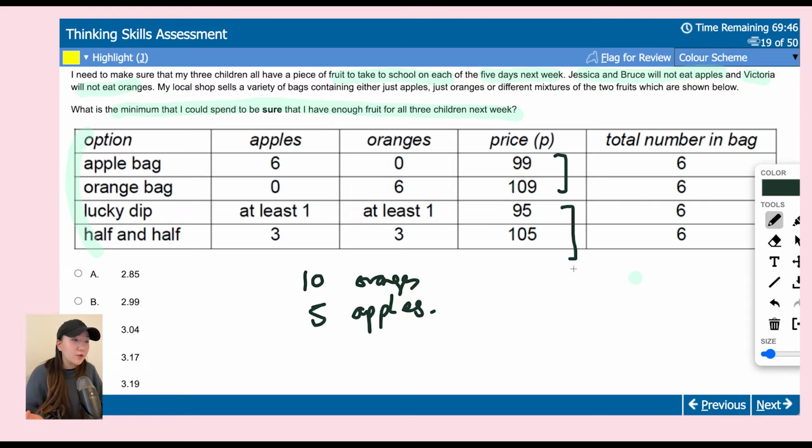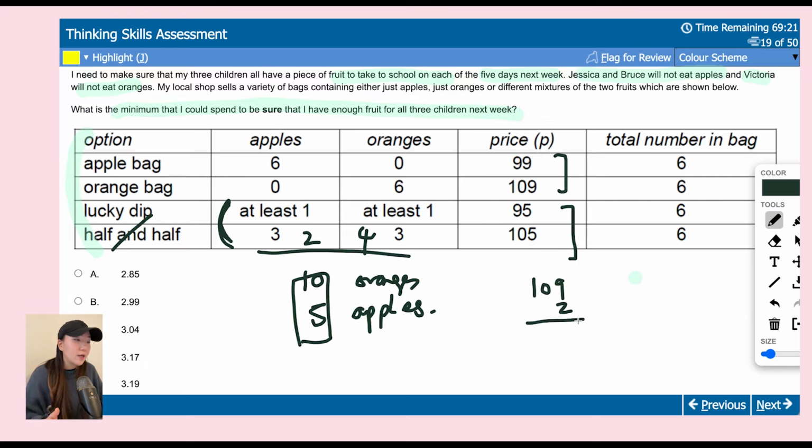So the easiest thing to do here is think about what proportion of apples and oranges we need. This bag half and half is saying 3 apples, 3 oranges. That's no good for us, because what we would actually want is 4 oranges and 2 apples. Then that bag would make sense, and we can just do 3 of those bags, and that would be cheaper. But as it stands, these 2 don't offer the right proportions of fruit, so neither of those 2 work, and instead we'll just do the normal option, which would be 109 times 2 plus the 99, so that'd be 317, which would be D.